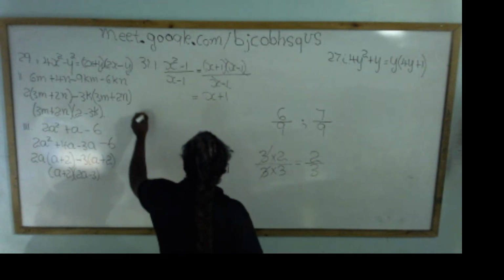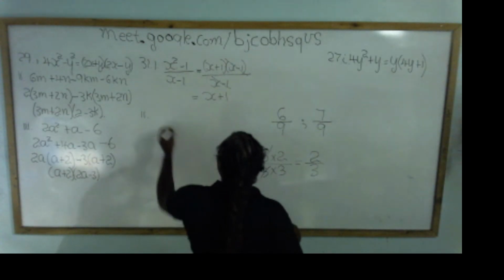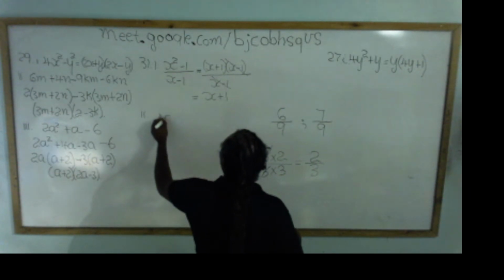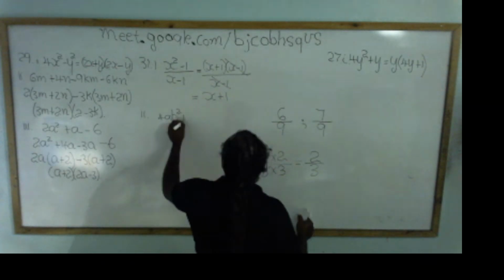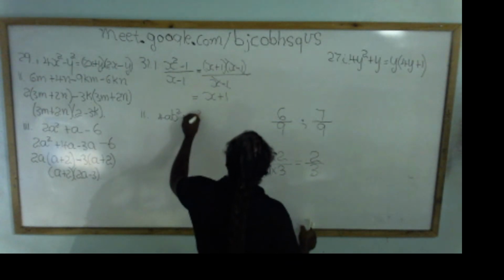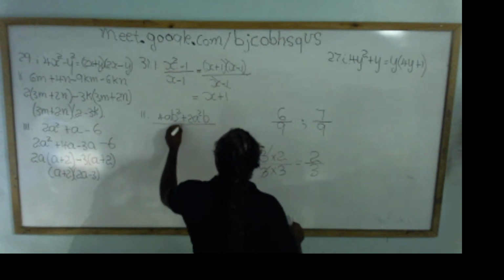Roman 2. For a b squared plus 2a squared b over ab.